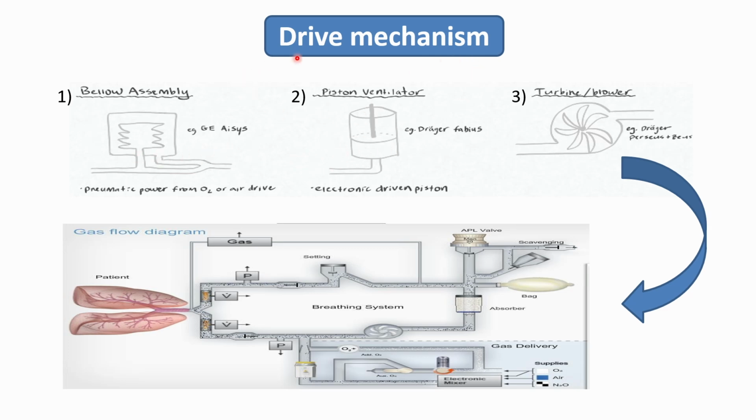Okay, and piston, like the Dräger ventilator, it's an electronically driven piston, and turbine, which is using a turbine allowing to control the air in inspiration and expiration. It will go in a definitive direction to allow inspiration, and reverse this direction to allow expiration, using several valves during this circuit.